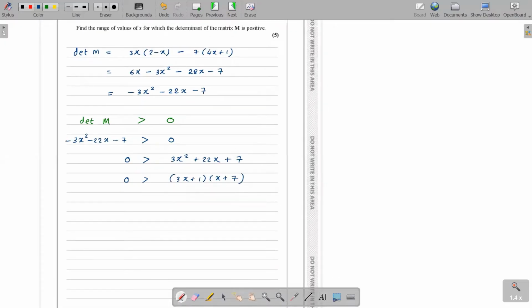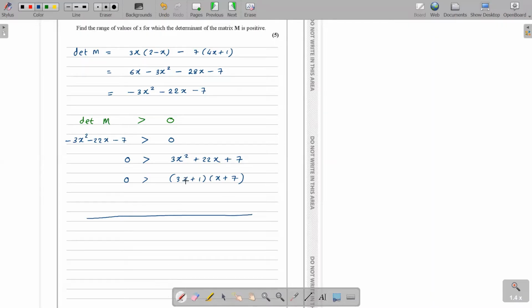So this is actually a quadratic inequality. You have to solve the quadratic inequality and find the region. According to my inequality, I got (3x plus 1)(x plus 7) is less than 0. Less than 0 means it's supposed to be negative. So you could draw a number line or you could draw the graph. Anything is okay. I'll just draw the number line.